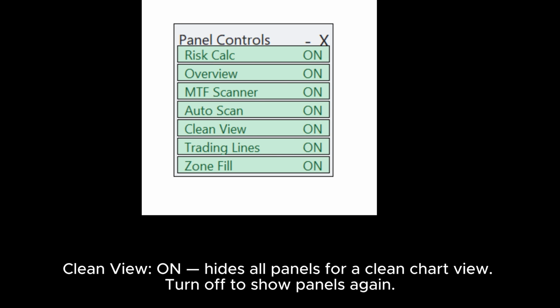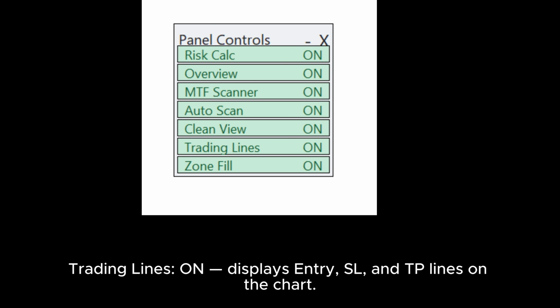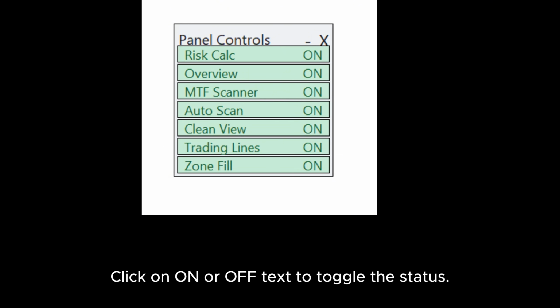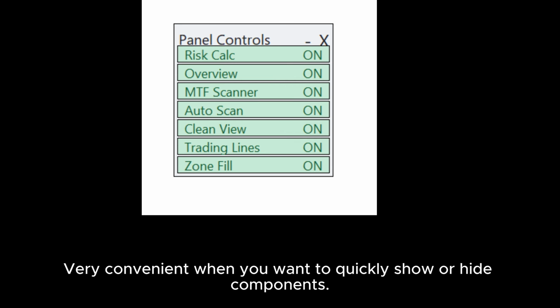Clean View, on hides all panels for a clean chart view. Turn off to show panels again. Trading Lines, on displays entry, SL and TP lines on the chart. Zone Fill, on displays the colored risk and reward zones. Click on or off text to toggle the status. Very convenient when you want to quickly show or hide components.